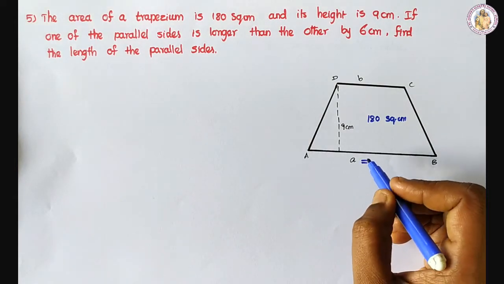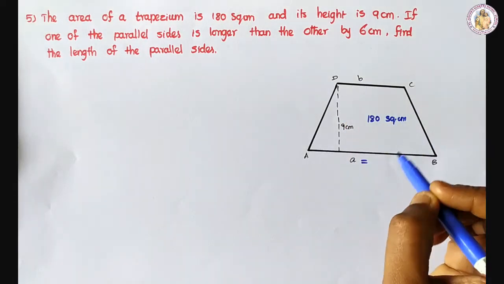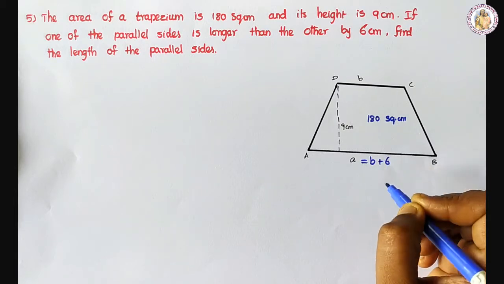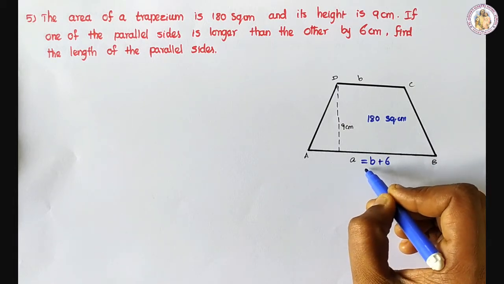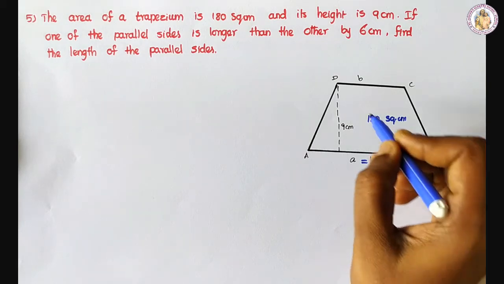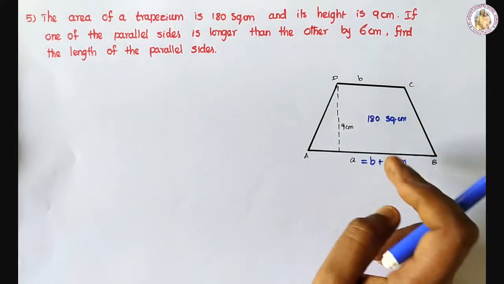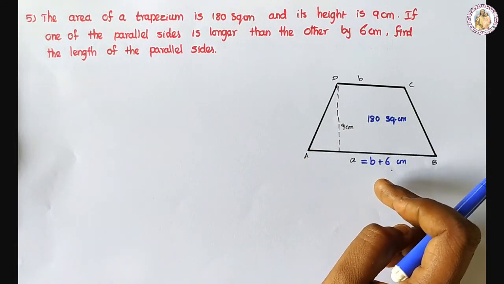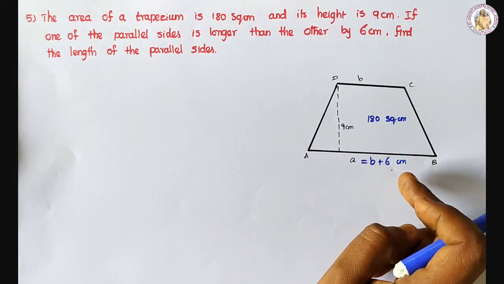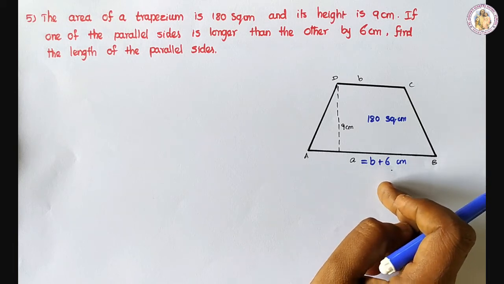Listen, a equal to, longer than the other by 6 centimeter. So a equal to b plus 6 centimeter. b equal to b centimeter. We don't know the measurement, so one clue is there, that is one of the parallel sides is longer than the other by 6 centimeter. So take a equal to b plus 6 centimeter.